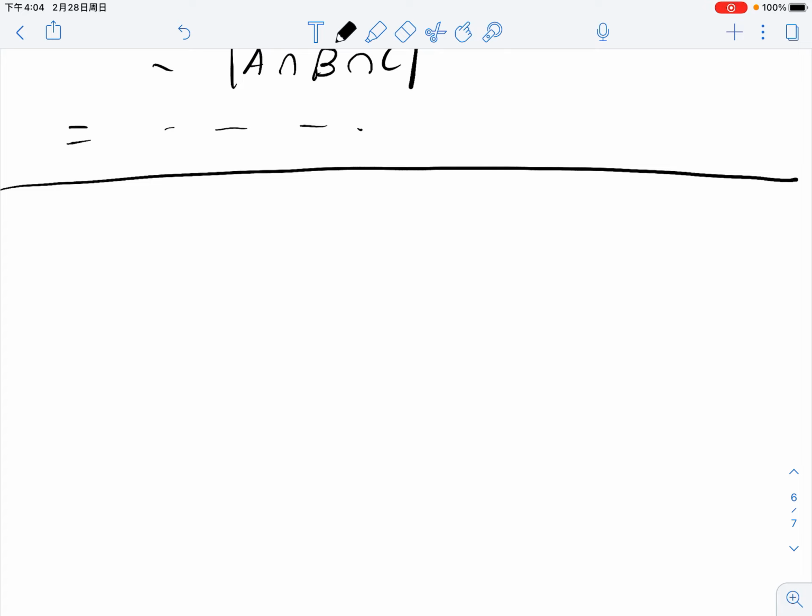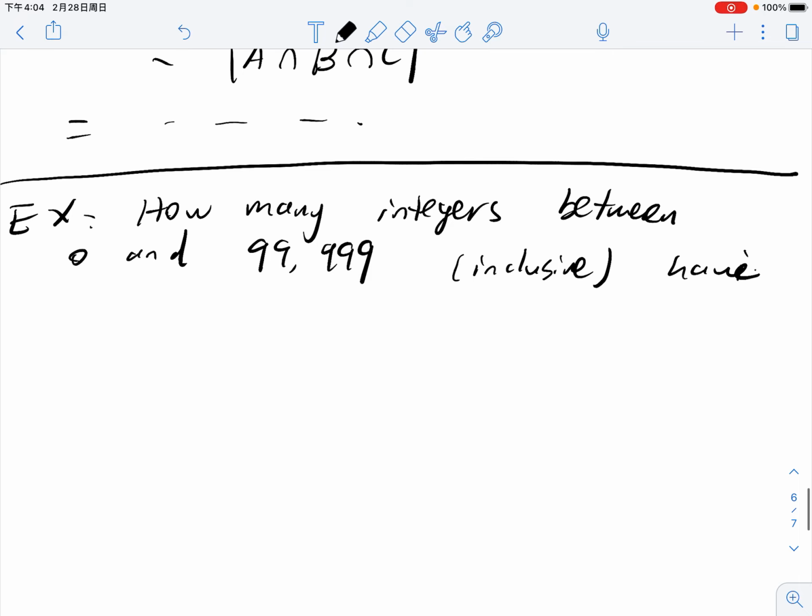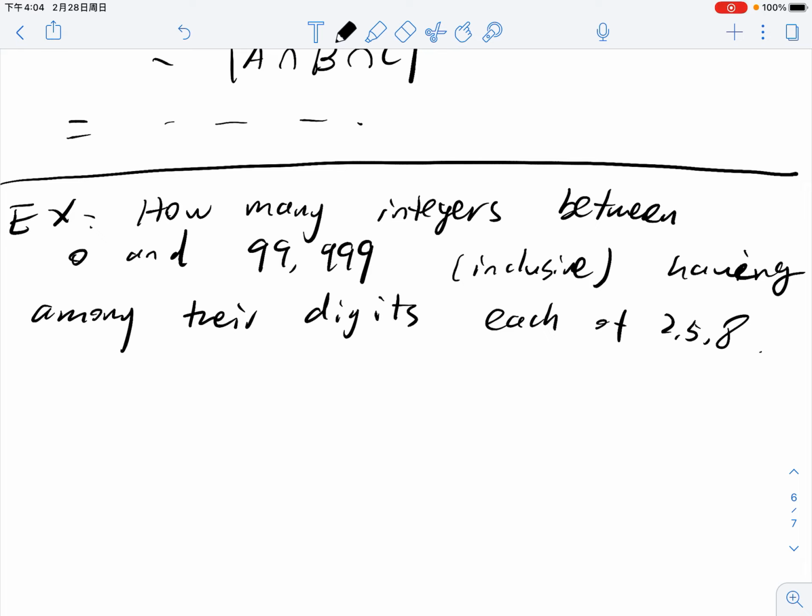Okay, and another very similar question is, how many integers between 0 and 99999 inclusive have among their digits each of 2, 5, 8.